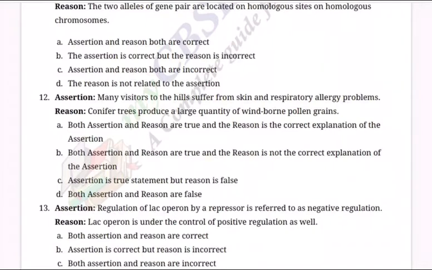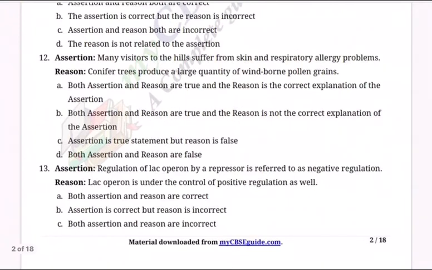B. Both assertion and reason are true, and the reason is not the correct explanation of assertion. C. Assertion is true statement, but reason is false. D. Both assertion and reason are false.